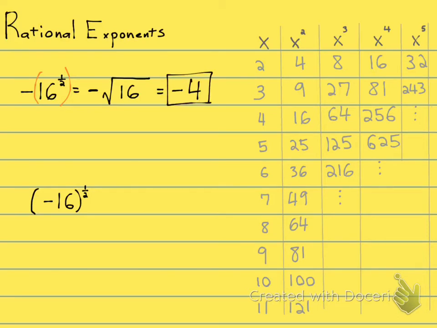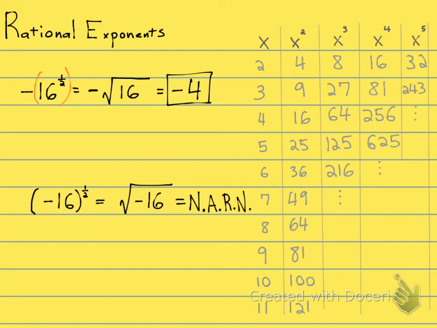Now for this problem down here, I'm going to go ahead and write my radical. My index is 2, which is understood. My exponent of 1 out here is also understood. So inside the radical, I have negative 16. Now, what's the square root of a negative? Well, that's not a real number. So I put for my answer, not a real number.